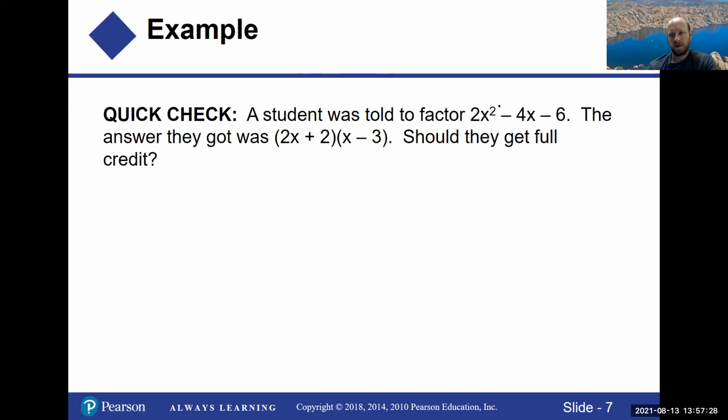All right, quick check here. A student was told to factor 2x squared minus 4x minus 6. The answer they got was 2x plus 2 times x minus 3. Should they get full credit?